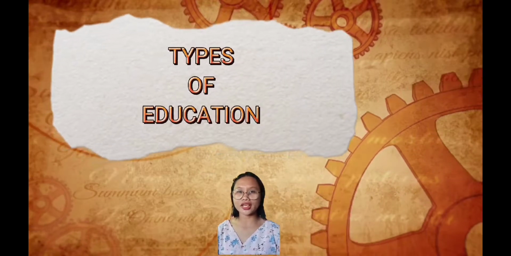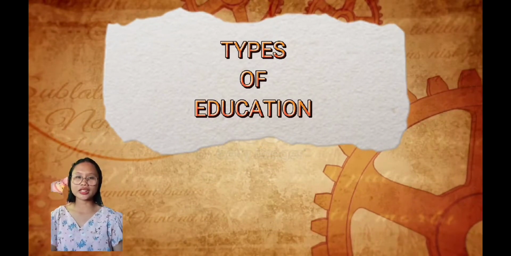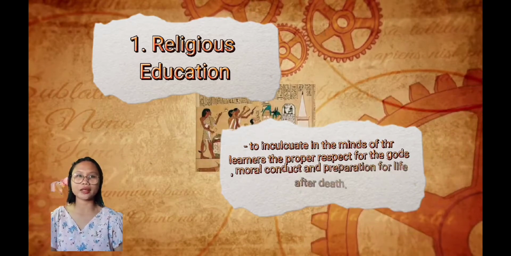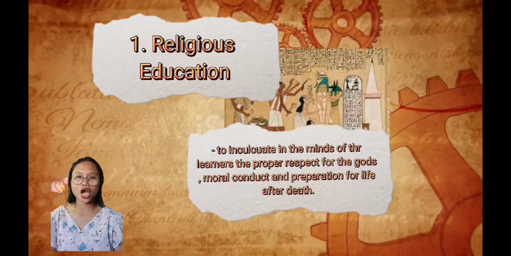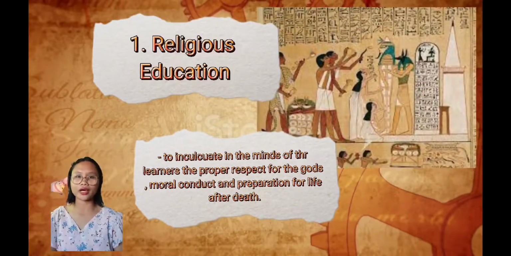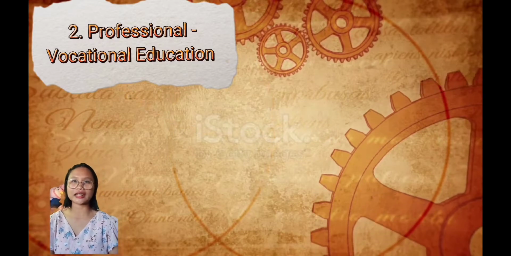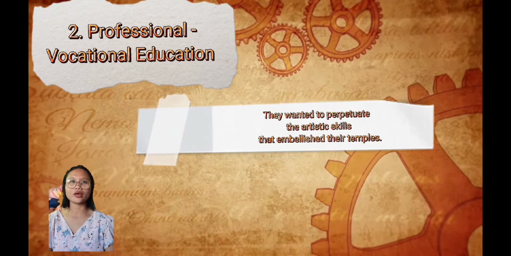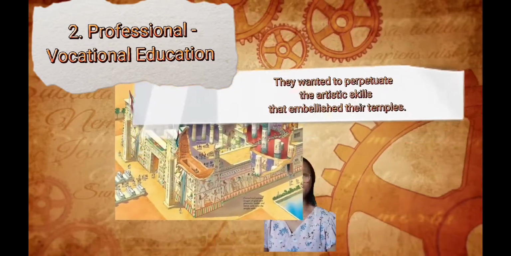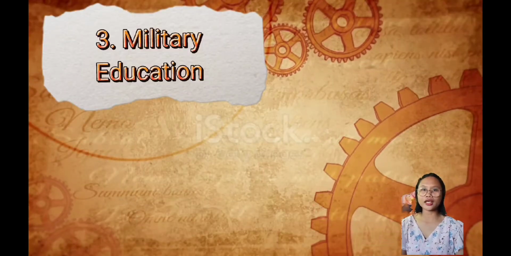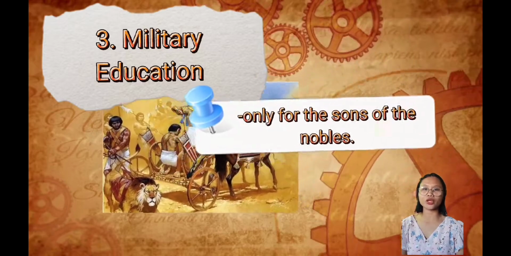Types of education. Religious education, to inculcate in the minds of the learners the proper respect for the gods, moral conduct, and the preparation for life after death. Professional type of education. They wanted to perpetuate the artistic skills that embellished their temples. Military was only for the sons of the nobles.